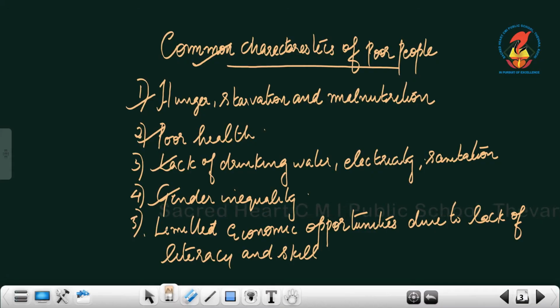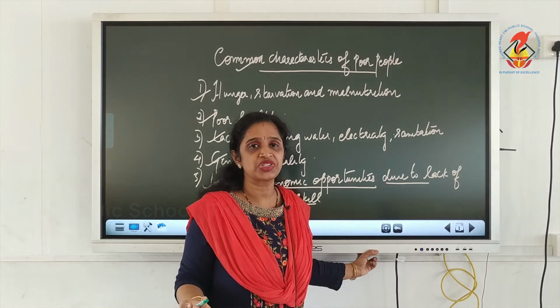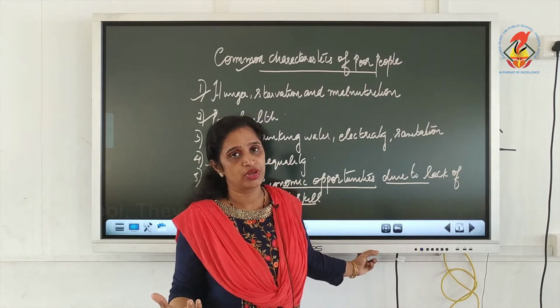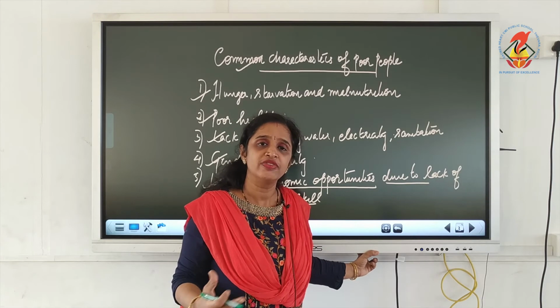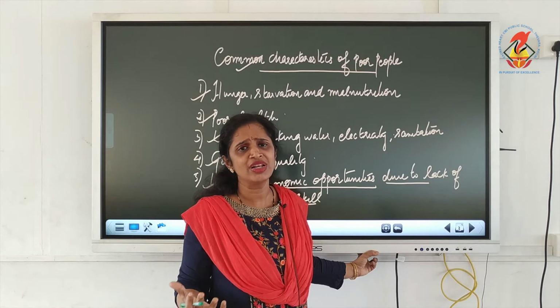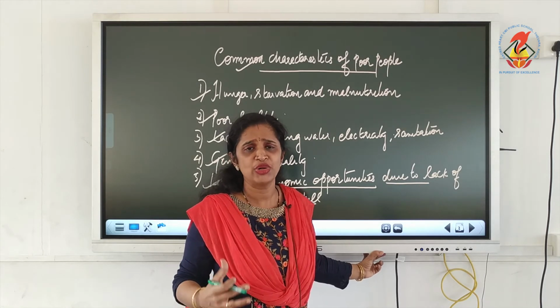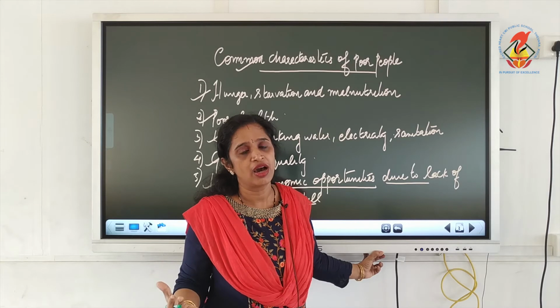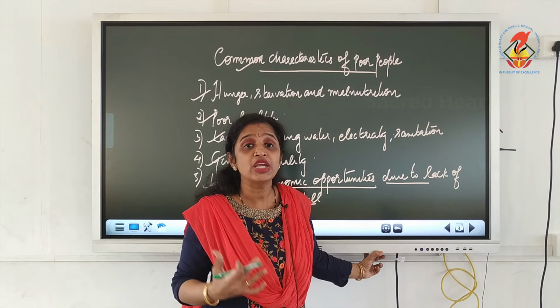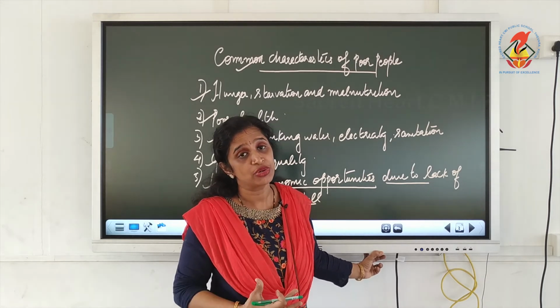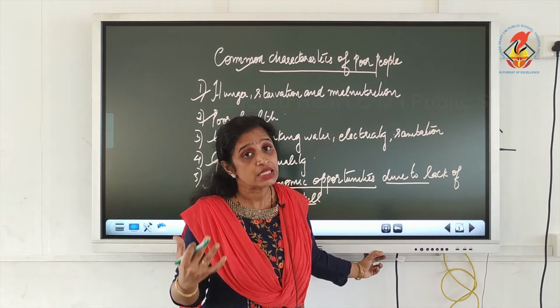Then comes the next one, limited economic opportunities due to lack of literacy and skill. They don't have proper literacy and skill. Therefore, poor people do not have any kind of economic opportunities. They cannot seek a job because they are illiterate and don't have skill. So, they are deprived of such opportunities, and they lack economic opportunities due to the lack of literacy and skill.